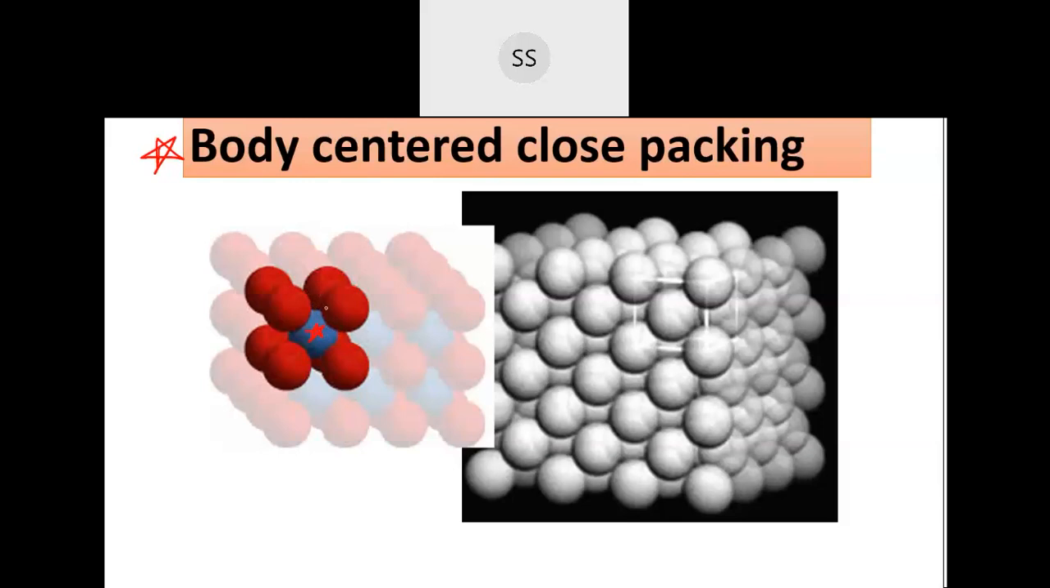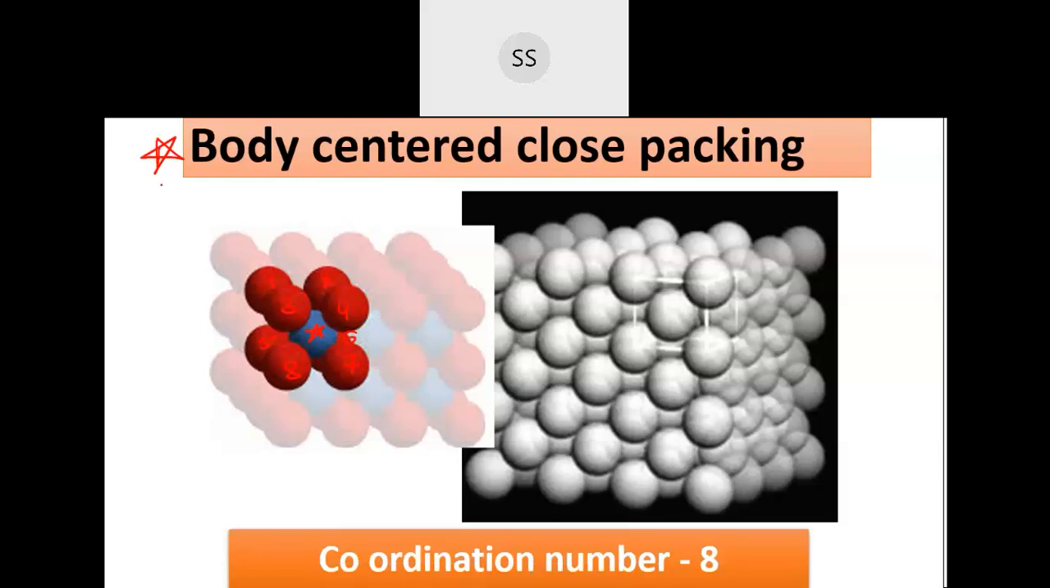So you can see if I take this blue one as the center, exactly they are having 1, 2, 3, 4. This is above. 4 is above and below you are having again 4. So this will be 5. Behind one is 6. Then I have 7 and then 8. So the coordination number for this body centered is also 8. So you can just make a note. Write down below as a note: for body centered close packing, the coordination number is 8.